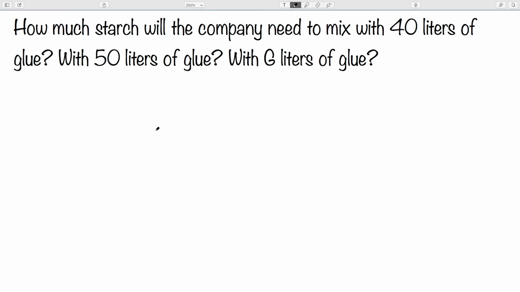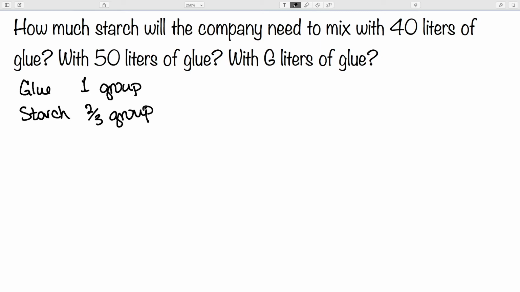To continue this problem, how much starch will the company need to mix with 40 liters of glue, 50 liters of glue, and with G liters of glue? Well, now if I view the glue as one group, then in that case, the starch would be 2/3 of a group. So therefore, I can use this ratio 2/3 to find the amount of starch for any amount of glue.